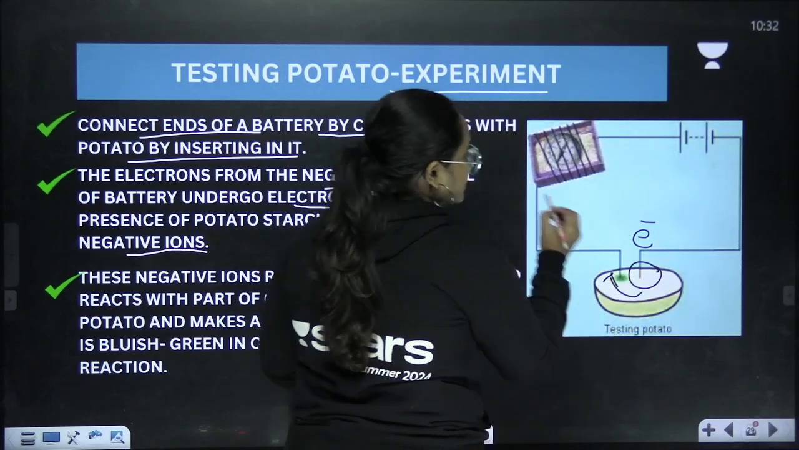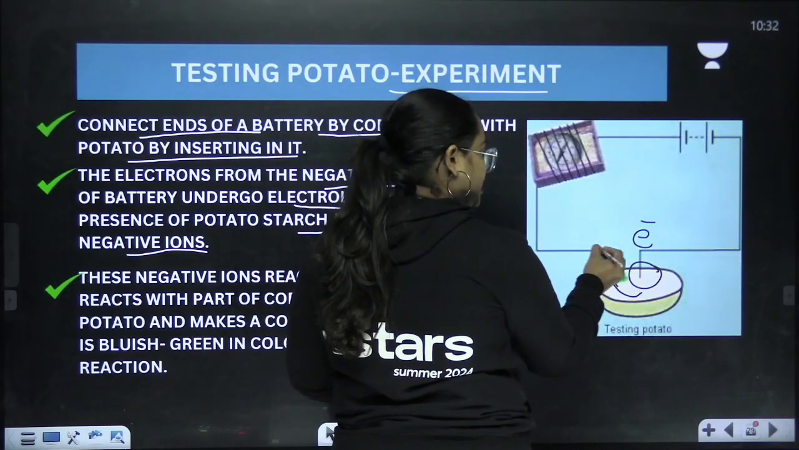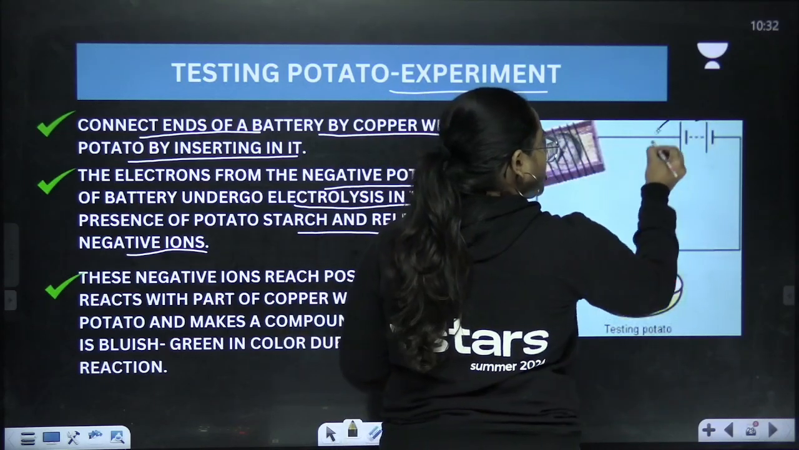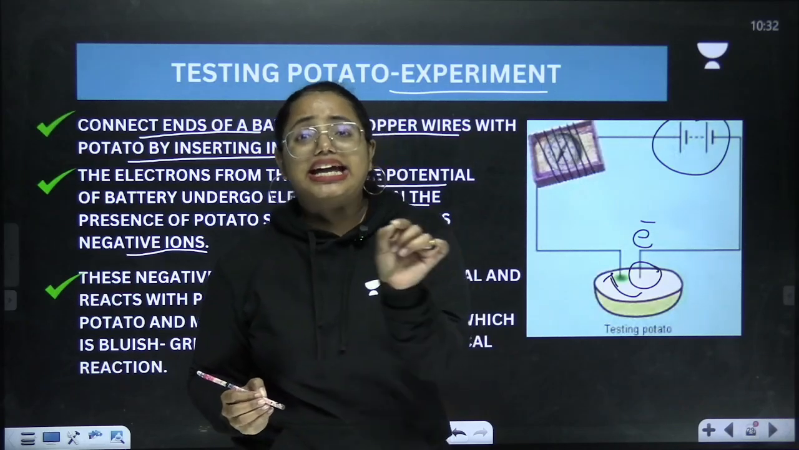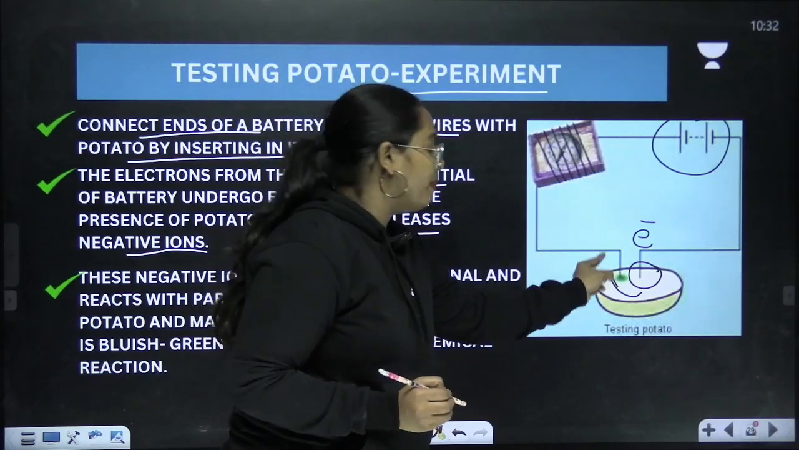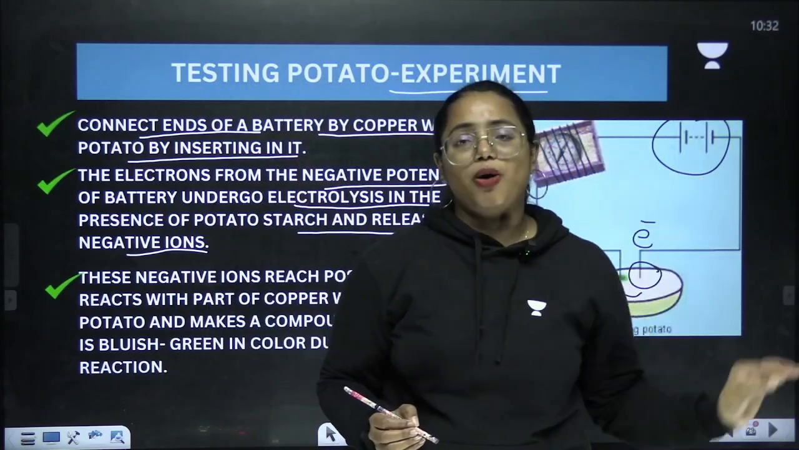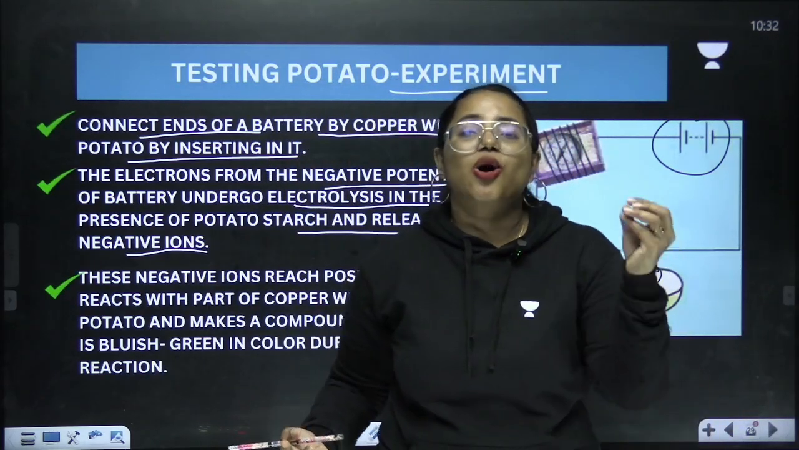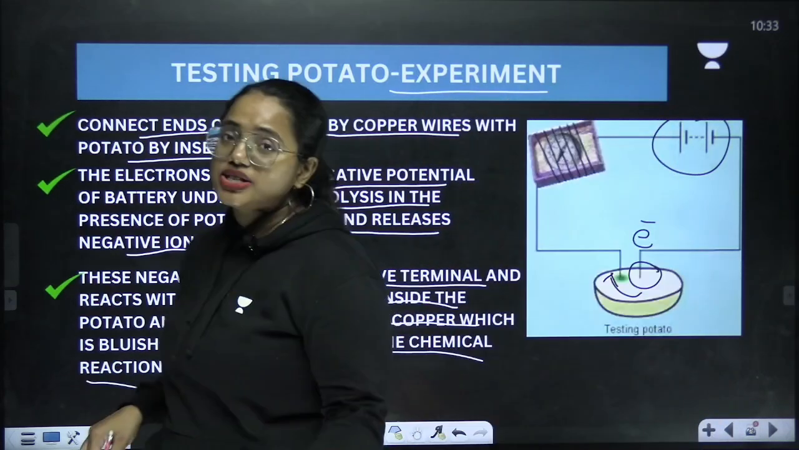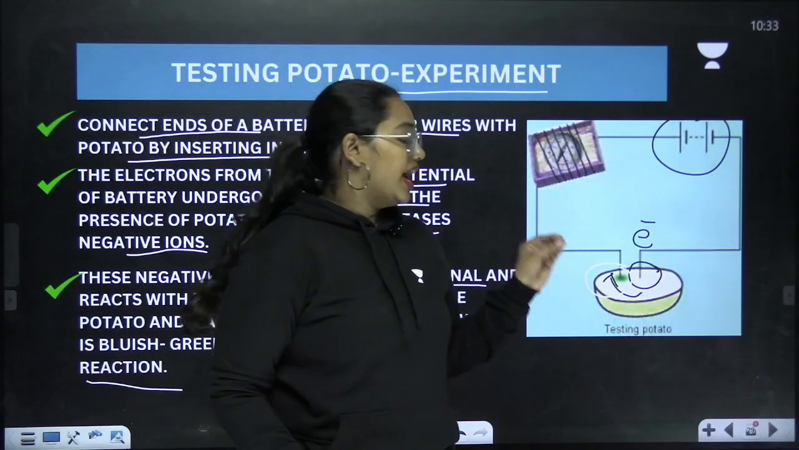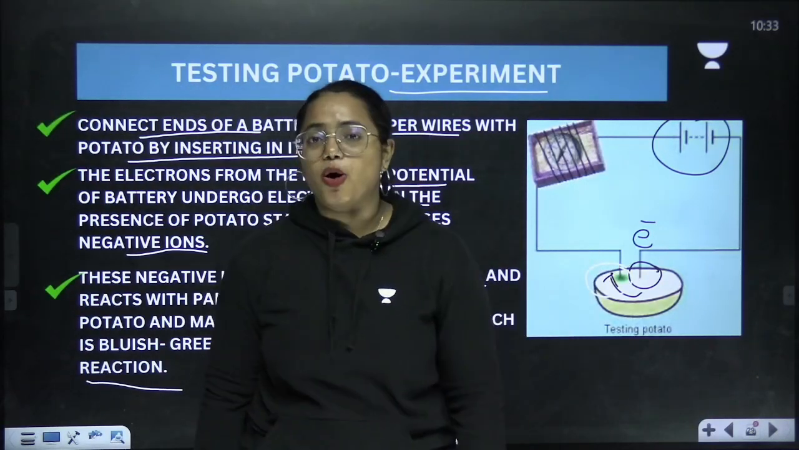But the negative ions released due to this electrolysis process are going to react with the copper wire inserted. The copper wire inserted here has been connected to the positive terminal of the battery. Correct? And due to the reaction between the negative ions and the copper wire inserted here, it is going to create a bluish green spot because of the formation of a copper compound. Clear? So you have to be very, very clear with this idea. A chemical reaction happens, and due to the chemical reaction, you can see a bluish green spot. Got it?